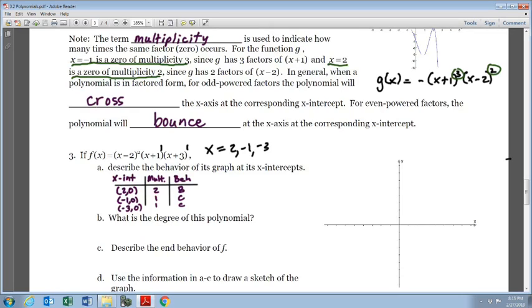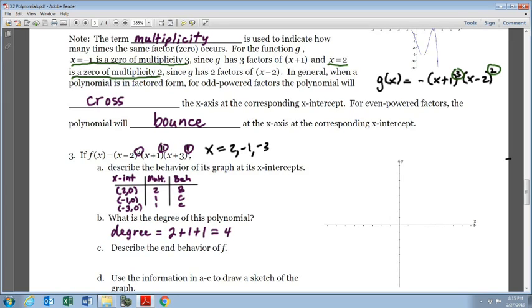It says, what is the degree of this polynomial? Remember, when a polynomial is in factored form, to find the degree, we add the exponents on the algebraic factors. So that's going to be, in this case, 2 plus 1 plus 1.